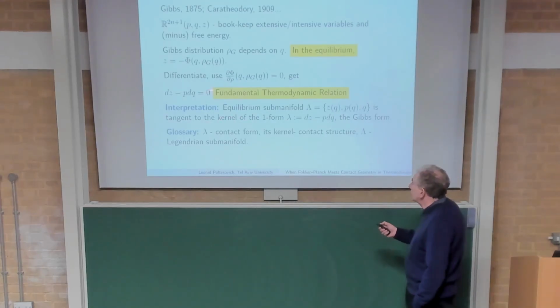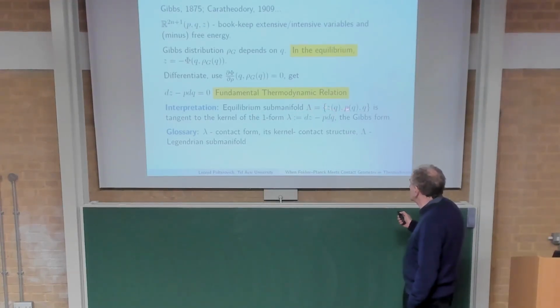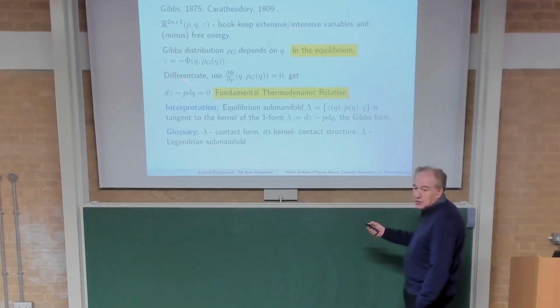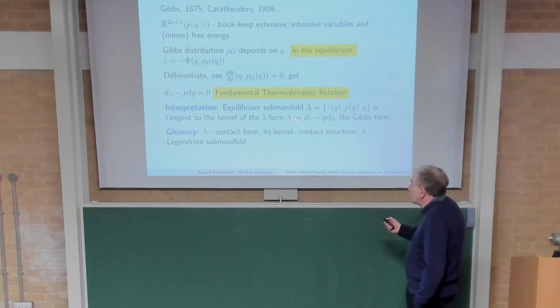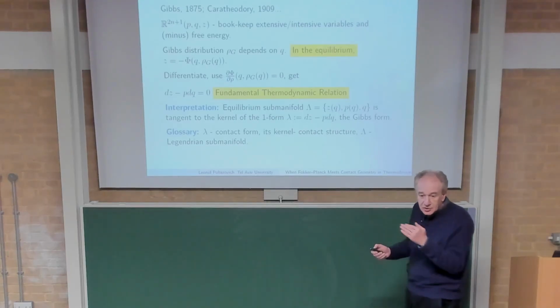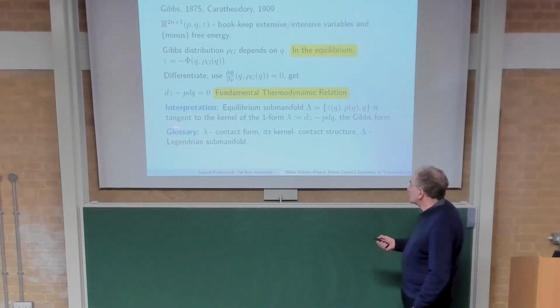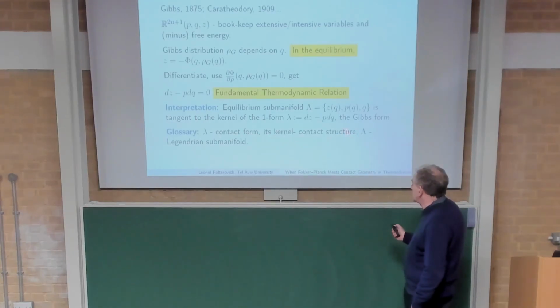So we say that the equilibrium submanifold Lambda, which consists of all equilibrium Z of q, p of q, is tangent to the kernel of this one-form. This is a one-form on the thermodynamic phase space, which is called the Gibbs form. And such submanifolds are called Legendrian submanifolds. So it has dimension n in this story, and it is tangent to the kernels of this form. Okay, so the glossary is that this is a contact form, its kernel is a contact structure, and Lambda is a Legendrian submanifold.